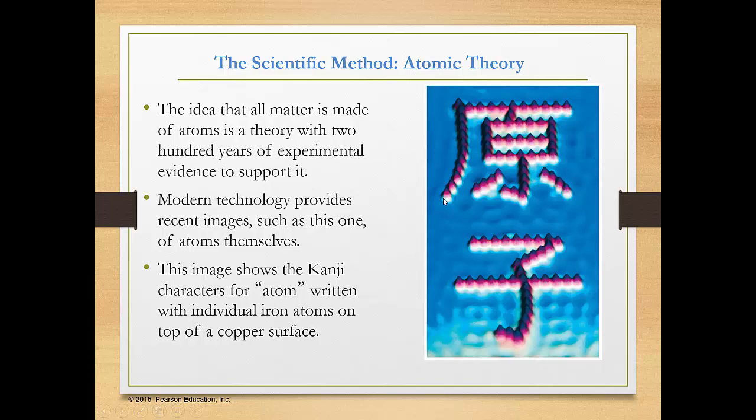Okay, so this was one of the first pictures ever taken of individual atoms. And it's in kanji characters, and it spells out in kanji the word atom. And it's made with individual iron atoms. So each one of these little dots is an iron atom spelling out atom. Okay, and they're deposited on a copper surface. So this is really a cool picture for us as chemists.